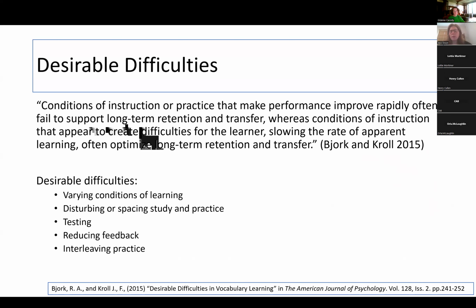Bjork was also looking into desirable difficulties and the importance of the types of activities that we choose when we are revising, when we are reviewing material. What we do in the classroom, what learners feel are the activities that they want to do, that they see as good activities, they're often not the least effective.